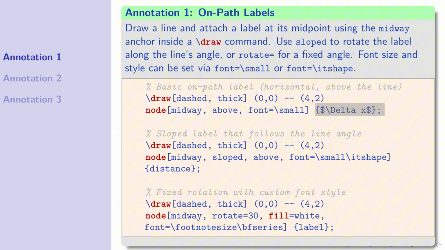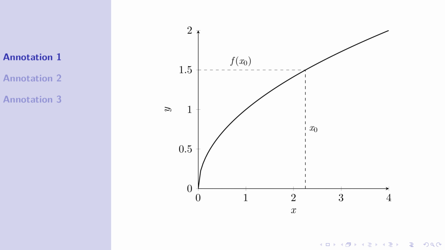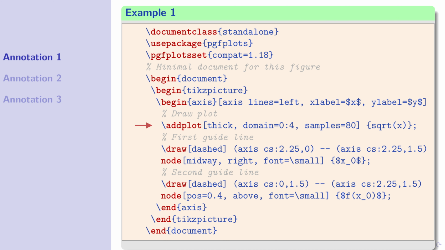Let's look at an example. Here we have a simple curve and 2 guidelines pointing to a specific point. Each line carries its own annotation. We start with the plot, in this case, a basic square root function. Then we draw the guidelines. And finally, we attach the annotations directly on them using the node command, positioning them either midway or at custom position. That's it. Simple, clean, and very effective.